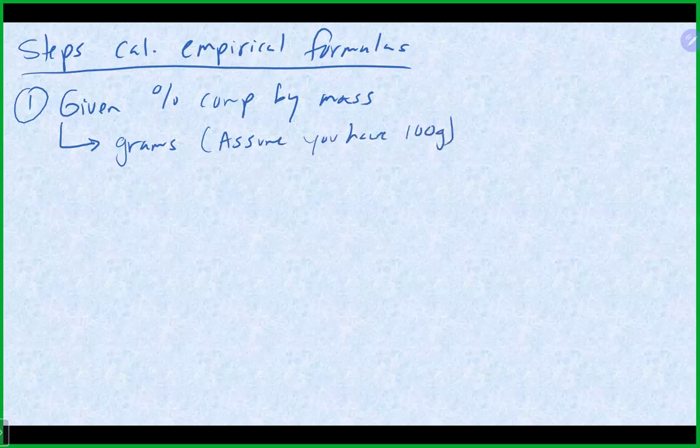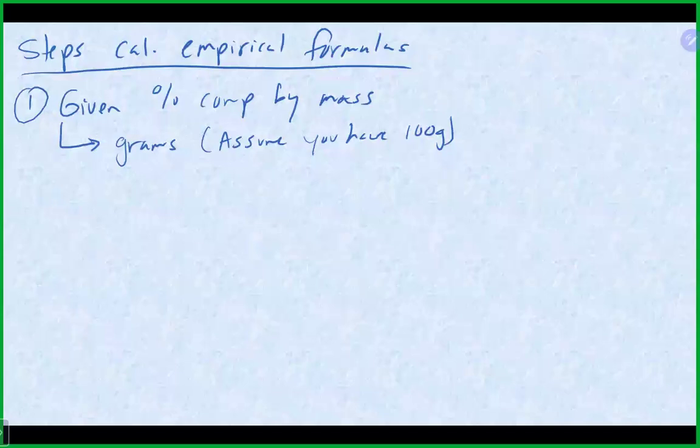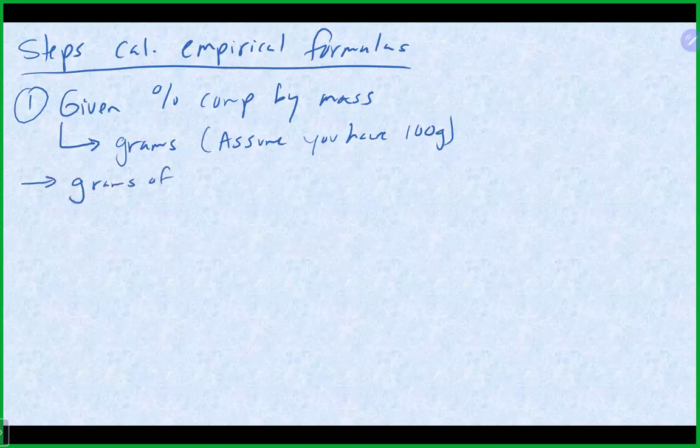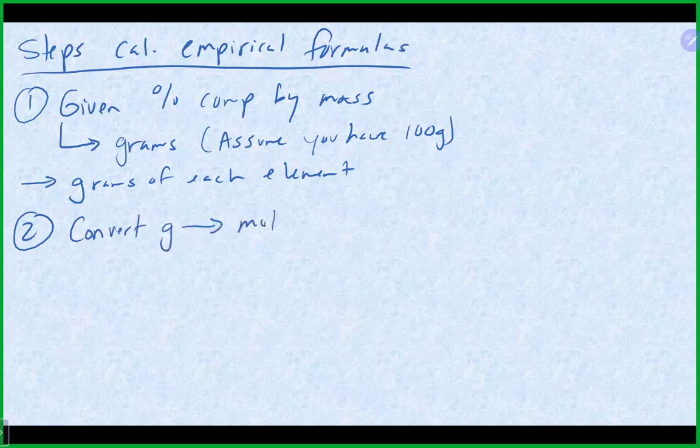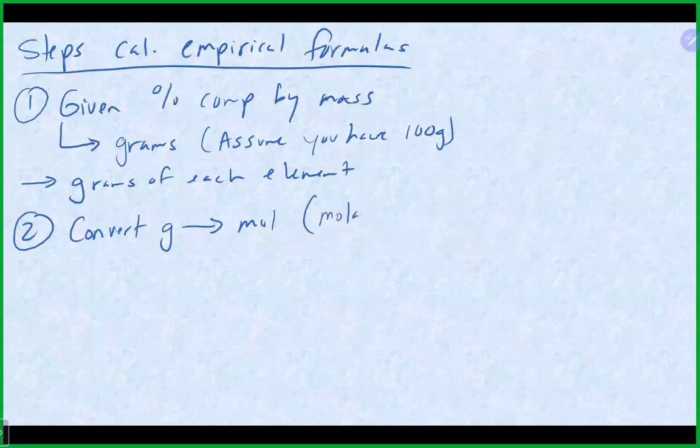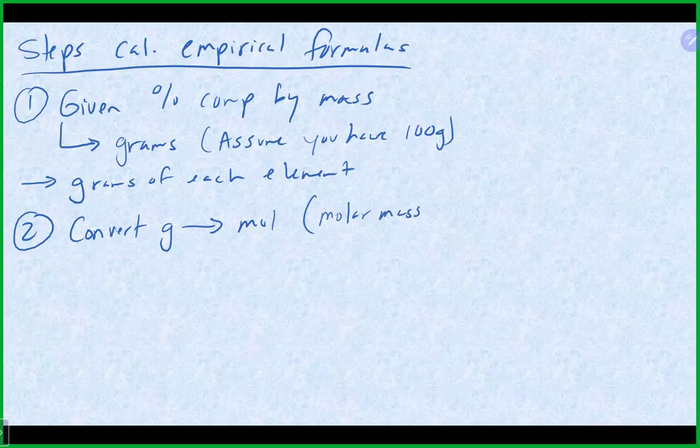But really, the first step is whatever information they give you, you basically need to get to grams of each element. And I will say, like I said, percent composition by mass is the most common way that you see in empirical formula problems. Once you have grams of each element that's present, the next thing that you want to do is convert your grams to moles. And we know how to do that from what we've been talking about. That is going to be using the molar mass from the periodic table to do that.